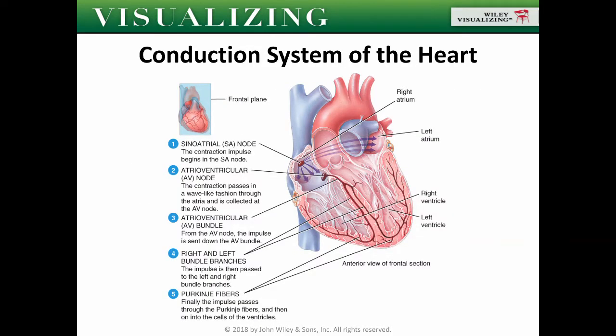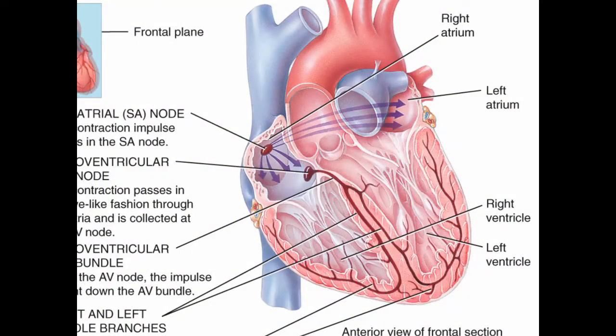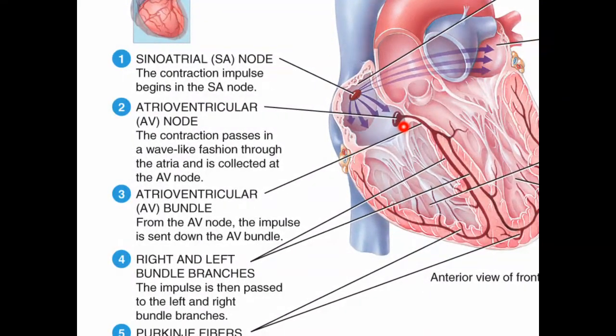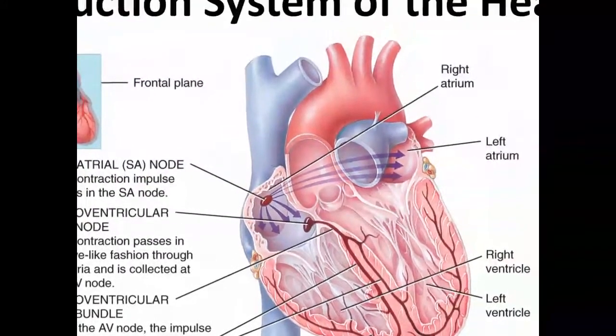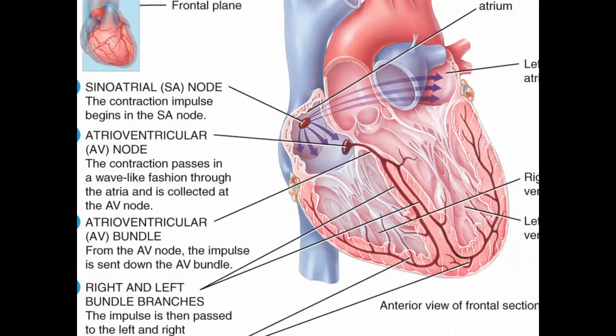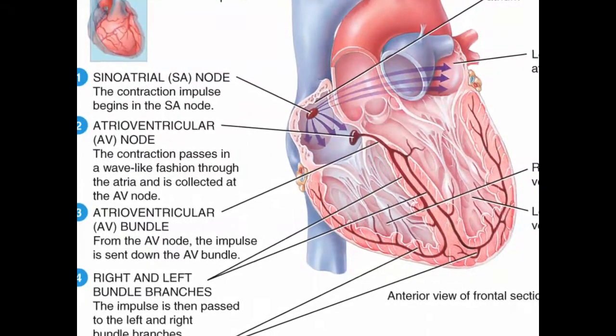So this is the intrinsic control of the heartbeat. We call it the conduction system of the heart. So here are your nodes: the SA node, which is the pacemaker, and your AV node. Now, you have the contraction impulse starting at the SA node, and then the AV node will receive that signal and pass it on to your AV bundle.